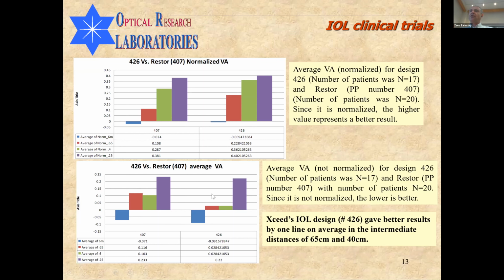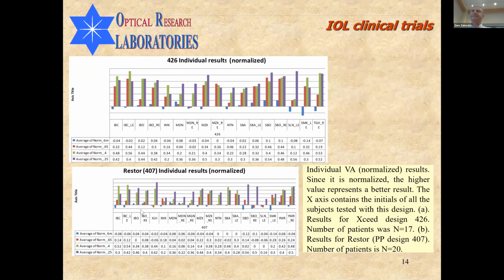Those are not normalized average visual acuity measurements. The different colors are different distances. This is 6 meters, 65 centimeters, 40 centimeters, and 25 centimeters. In this case, the lower is the better. And we see that with extended depth of focus, the far vision, for 6 meters, as well as the vision at 65 centimeters and 40 centimeters, is much, much better than in the comparable case of clinical trials of the bifocal Restore intraocular lens.